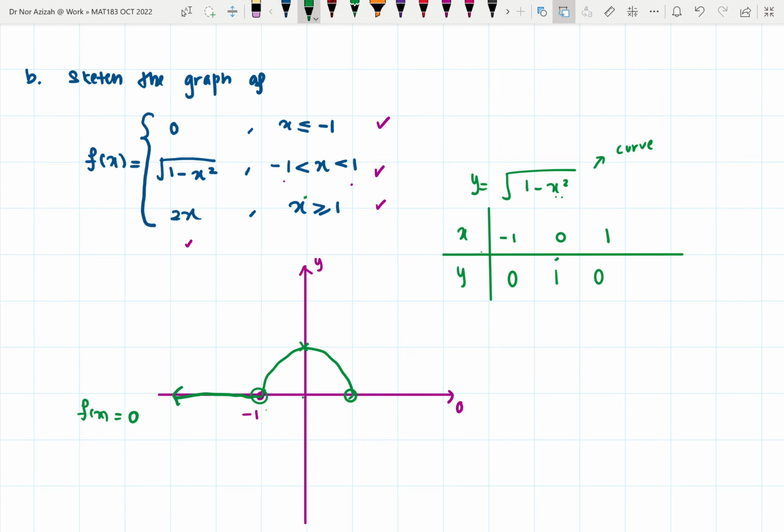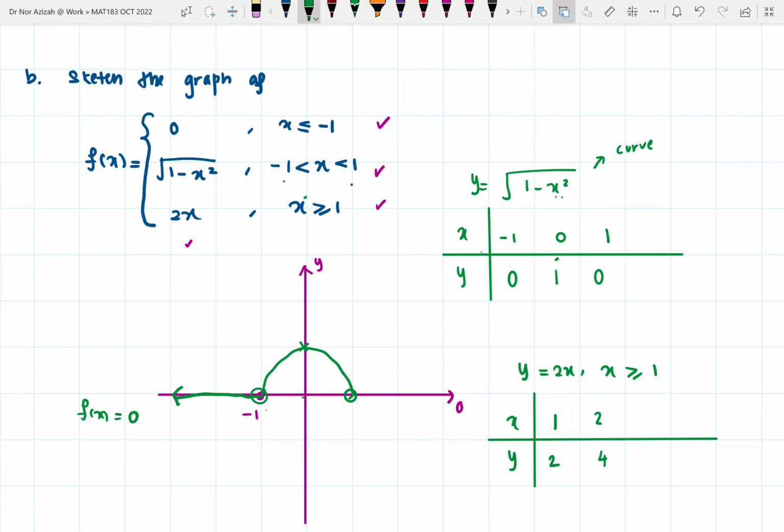So the last one is when y equals 2x and the domain is x greater than or equal to 1. So you also can construct a table here. So find at least 2 points to sketch the graph. Okay. So x and y, x greater than or equal to 1. Okay, so when x equals 1, you will get 2. When x equals 2, you will get 4.